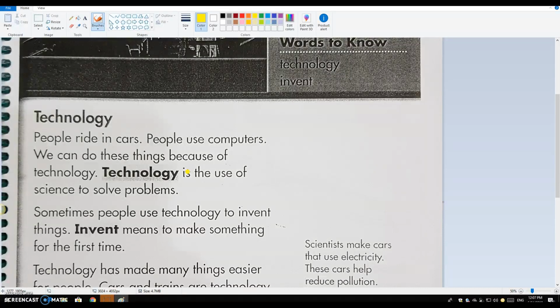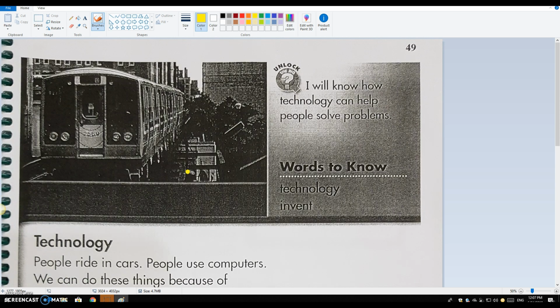We've just started a new unit last week about technology, and I wanted to make an online lesson just so everyone can practice what we've covered so far in class. Okay, so this unit is all about technology and tools. So you might be wondering, what is technology? Well, let's read in our book. If you want to follow along, we are on page 49.